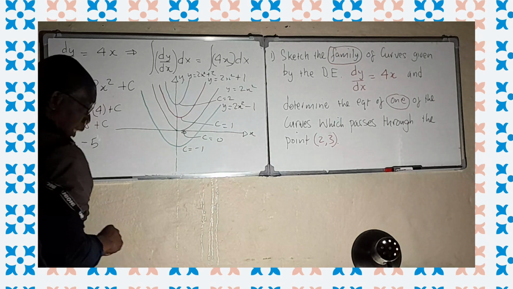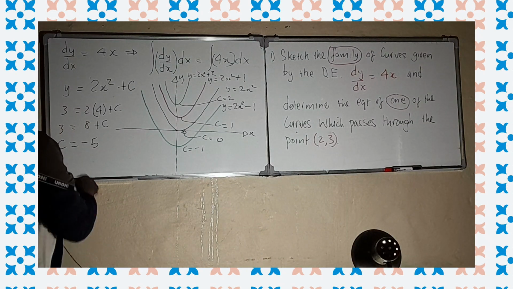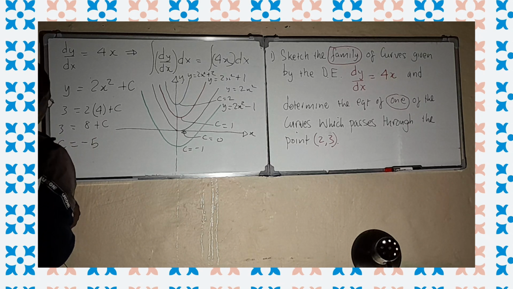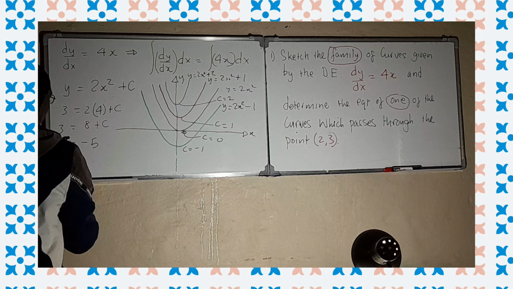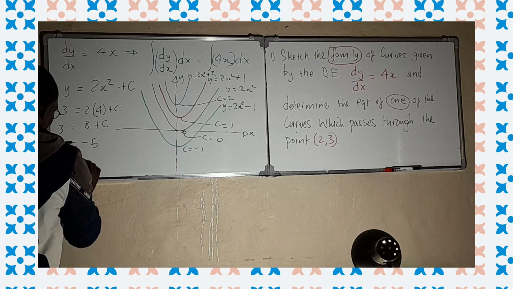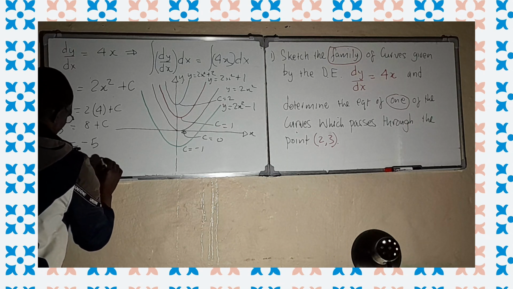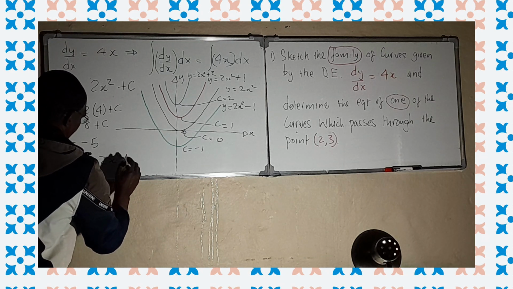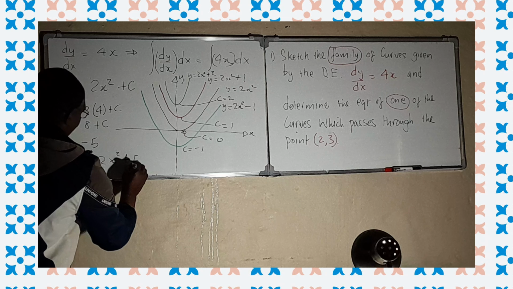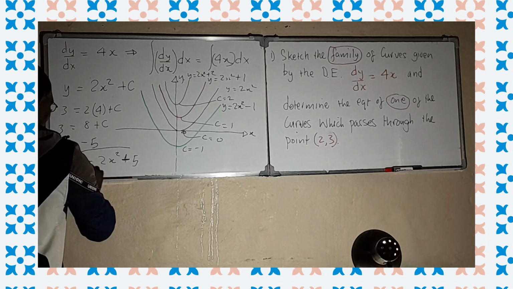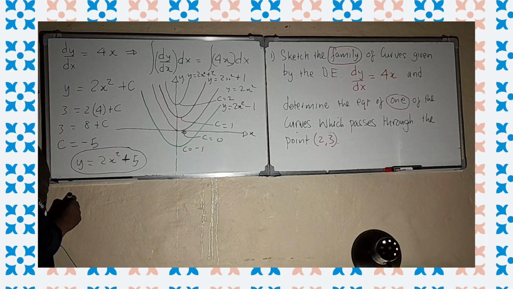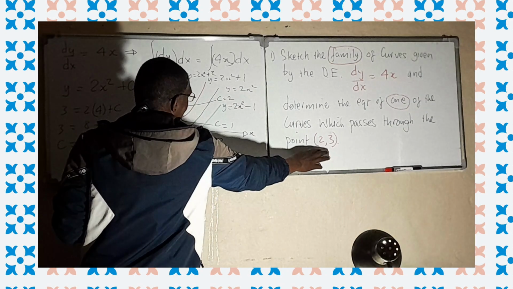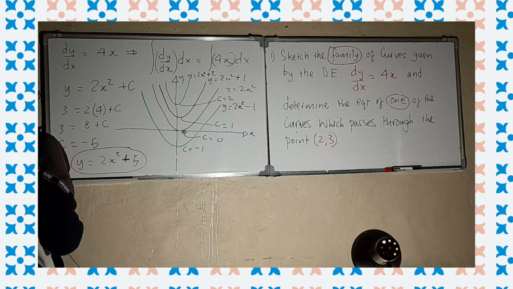So the particular graph now that would represent this particular equation, since we now know c is equal to minus 5, we can write the equation as y is equal to 2x squared minus 5, because c is minus 5. This is now called a particular solution because it results from us using additional information supplied.